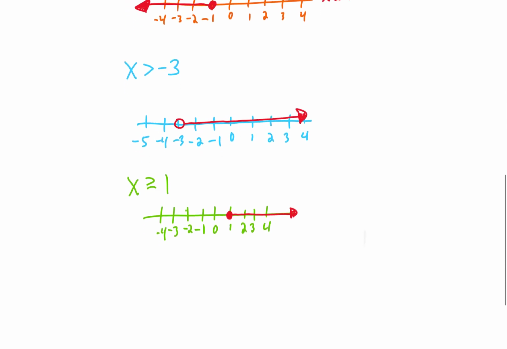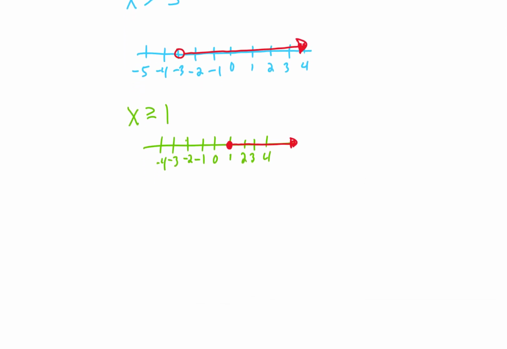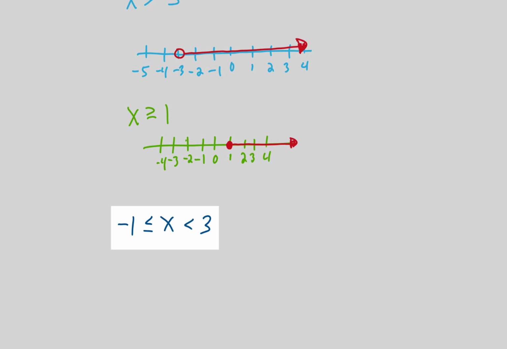Now we also have inequalities called compound inequalities. That would be something like this. This says that x is greater than or equal to negative 1 as well as x is less than 3. Now, I just think of this as x is between negative 1 and 3 because it physically is between negative 1 and 3 on the paper.